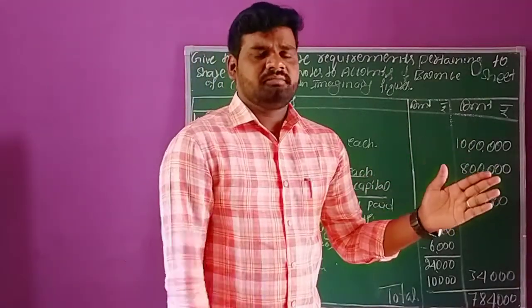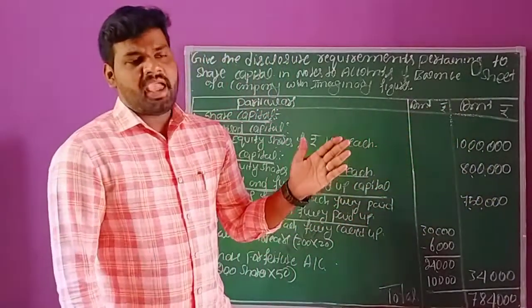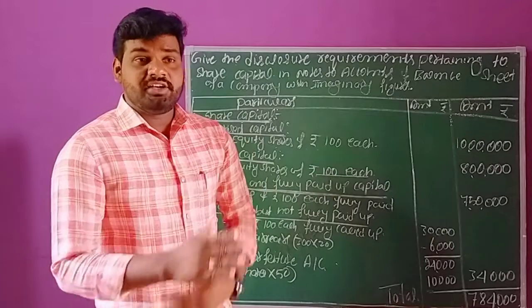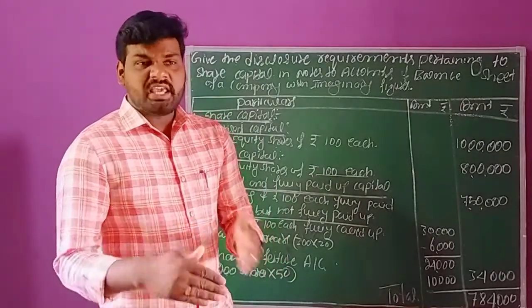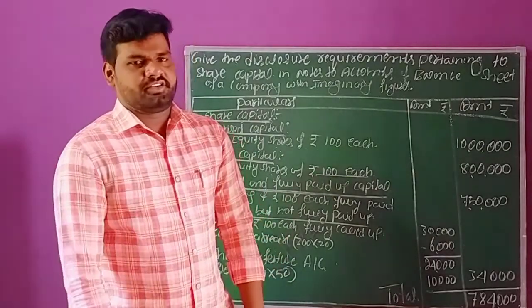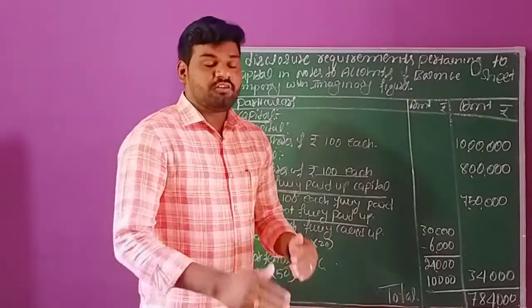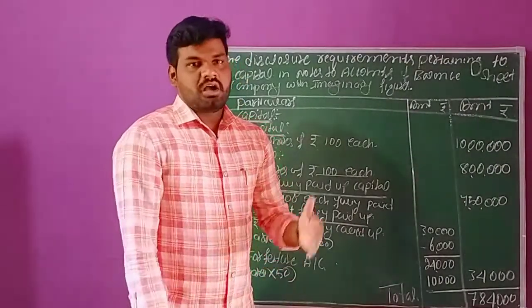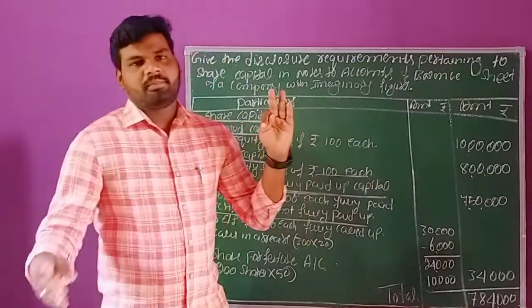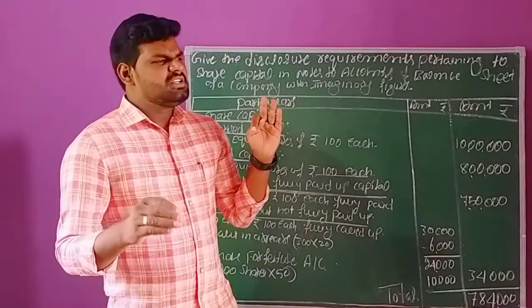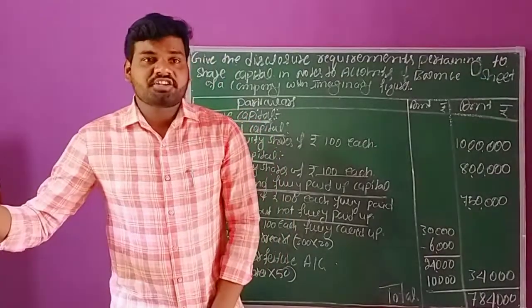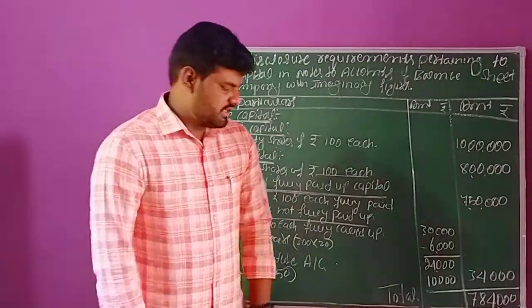What is a share here? The maximum amount of capital is divided into smaller units. Each unit is called a share, right? For the collection of share capital, we have different stages: authorized capital, issued capital, paid up capital, called up capital. All these are different phases or stages of collection of share capital.